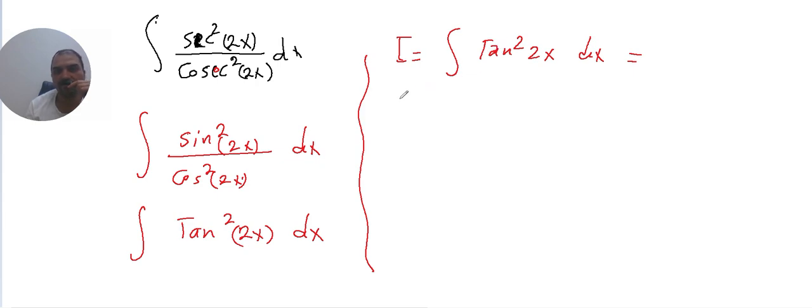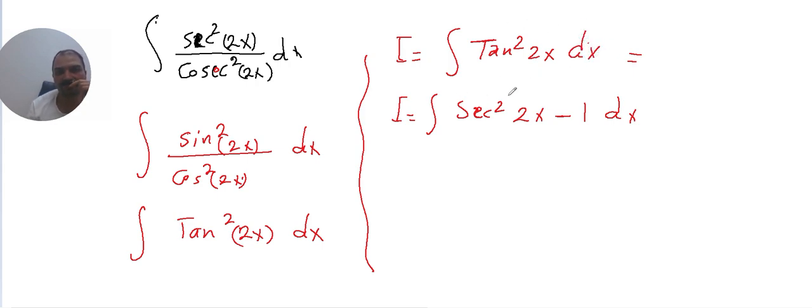You can write the identity here about tan power 2 of 2x. You can write tan power 2 equals sec power 2 minus 1. You can write sec power 2 of 2x minus 1 dx because it's the identity, okay? Integration about this function, you can write here sec power 2, okay? Sec power 2, understood? And the integration about sec power 2 equal what?